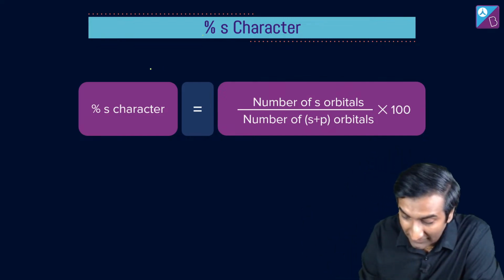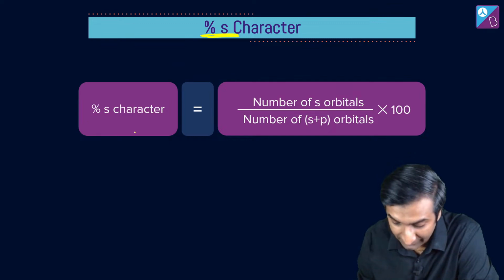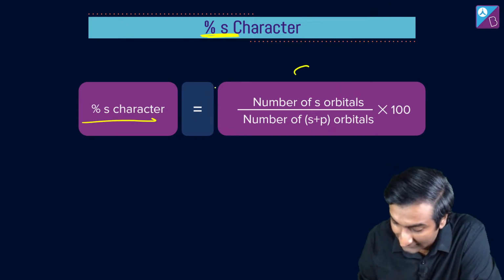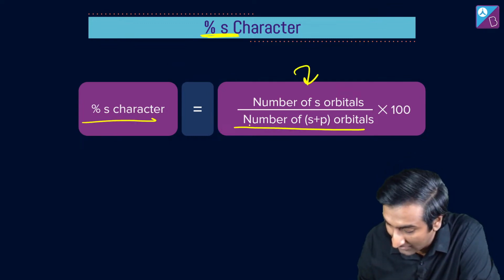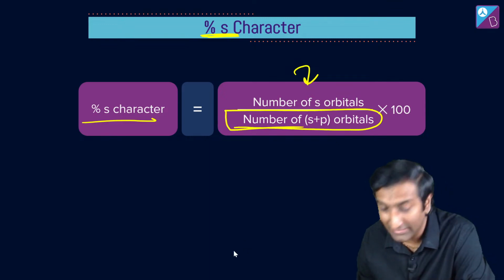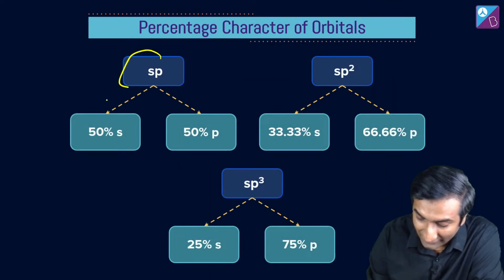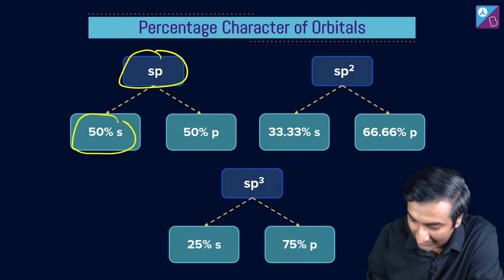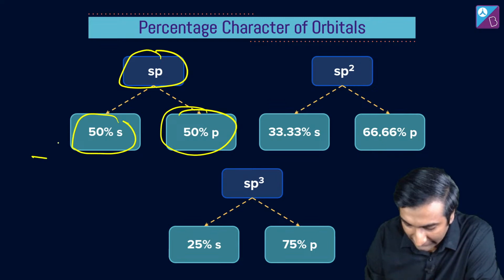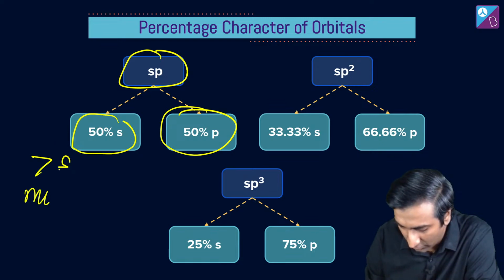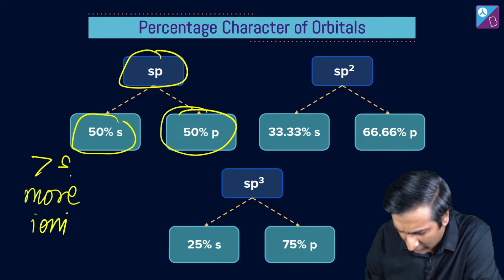खैर, anyway. Percentage S character की बात कोई पहले कर रहा था. Okay, what is percentage S character? It's the number of S orbitals divided by number of S plus P orbitals. समझे? इसका क्या मतलब हुआ? मतलब कि अगर SP लो तो it's going to have 50% S character, 50% P character. Okay, and what is the point of this? Greater the S character, more ionic is the bond. Ionic?